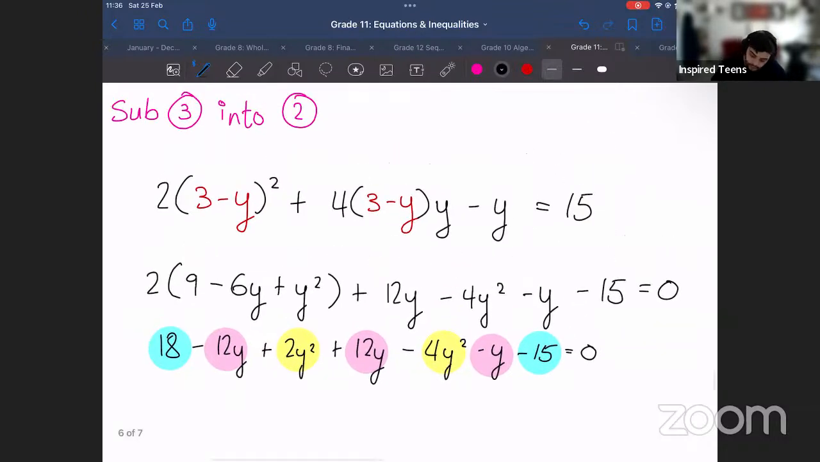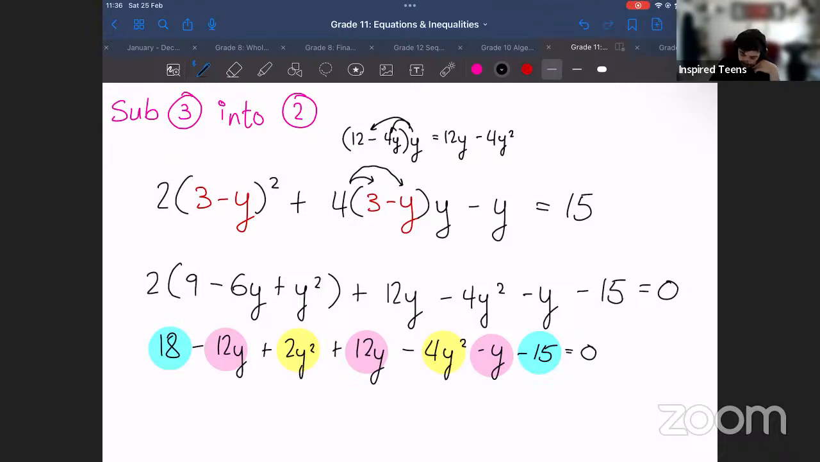It's not plus 12 because I took 4 times 3 and 4 times negative y, and you get 12 minus 4y. And you need to multiply that by y. So it becomes 12y minus 4y squared.